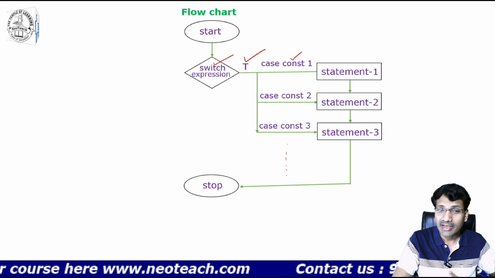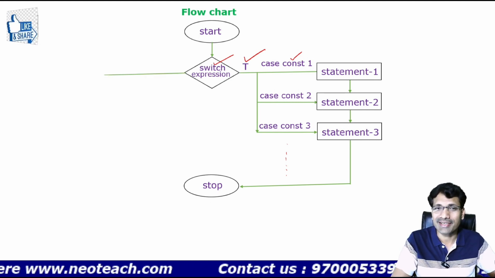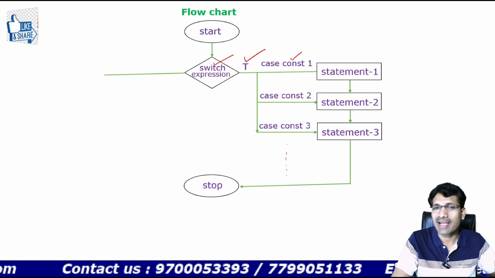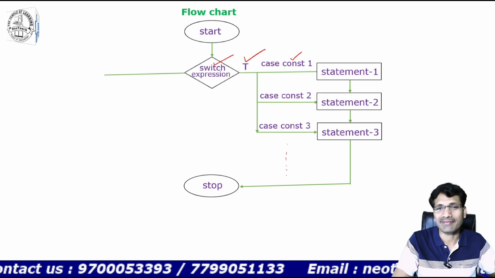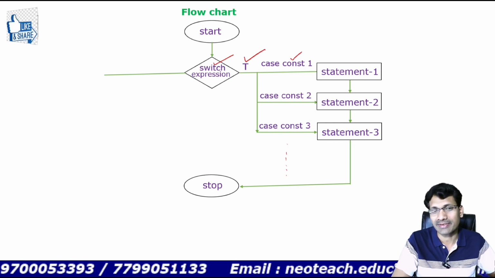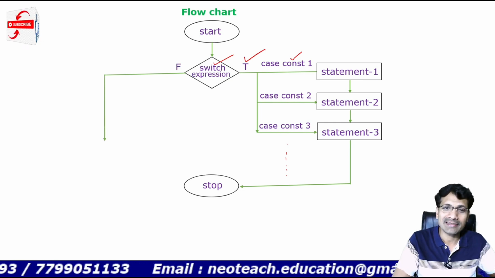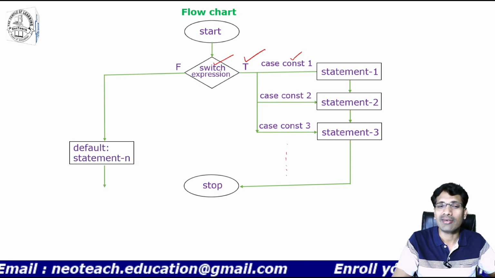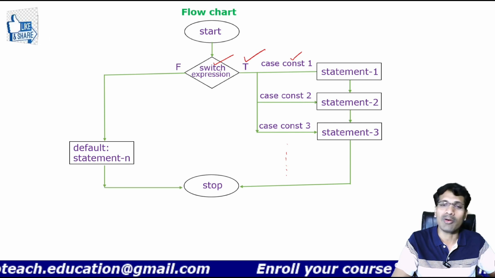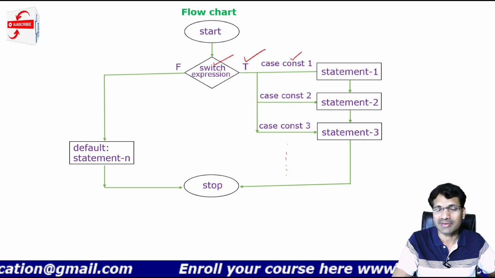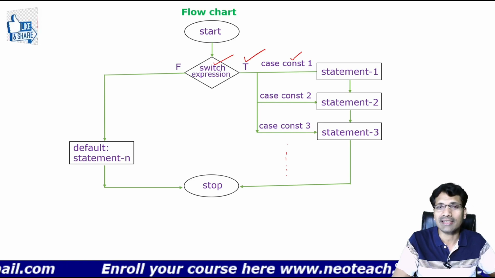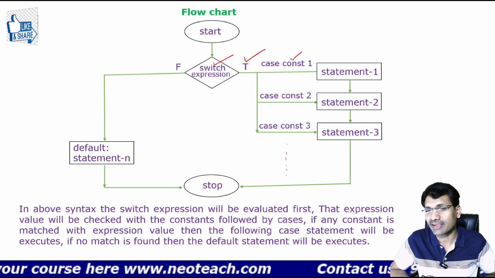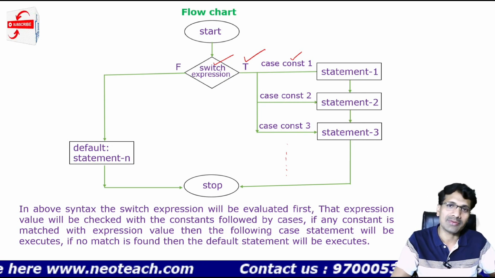Now, if no match is found, what do we mean by no match found? No constant in any of the cases matched the expression value. In that case, it directly goes to execute the default statement, and after execution it breaks the block. That's what stops the program. This is the scenario it's going to execute. This is the flowchart and the explanation I have given here for your flexibility. Just go through that.